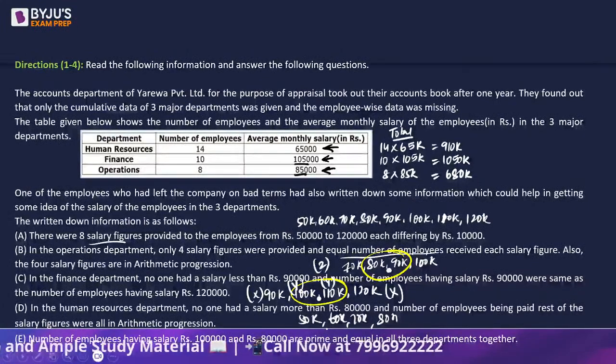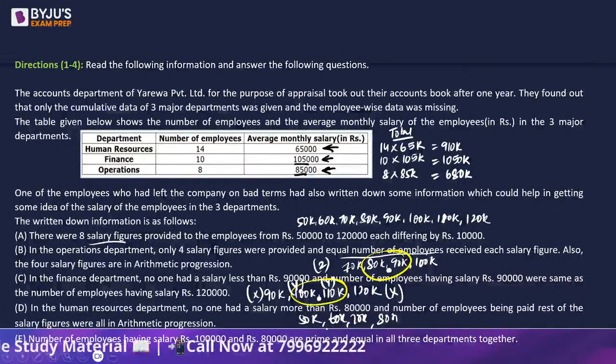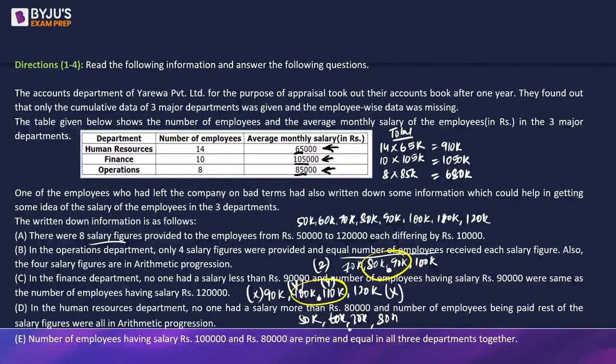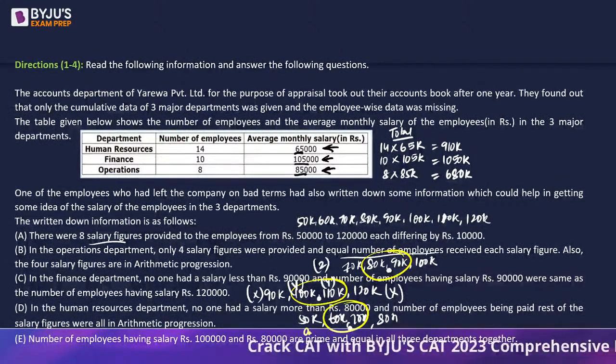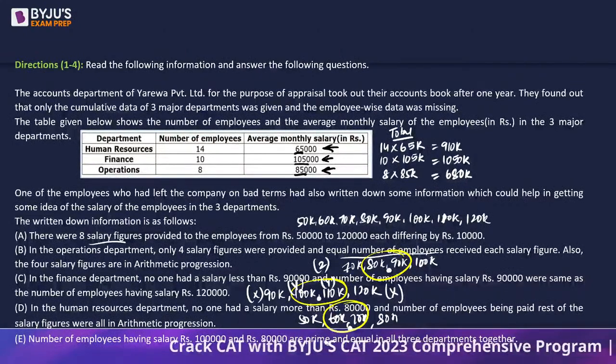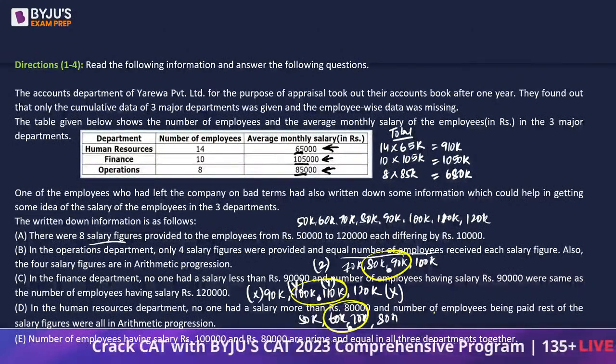And the number of employees being paid the rest of the salary figures were all in AP. Here also, one thing to keep in mind is that this number 65,000, the 65, lies exactly in between 60 and 70. So this will also be in the form of an average, right? But the number of employees are in AP. So one of them is A. It doesn't say that they are strictly in this order only, right?